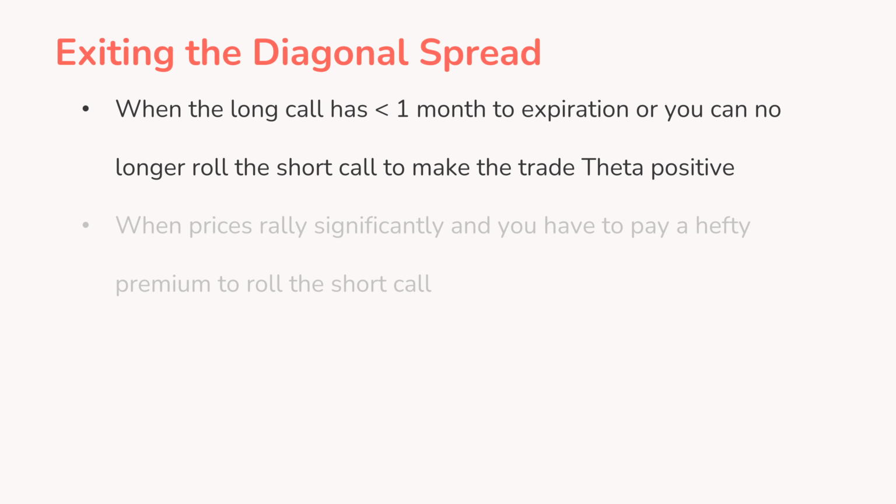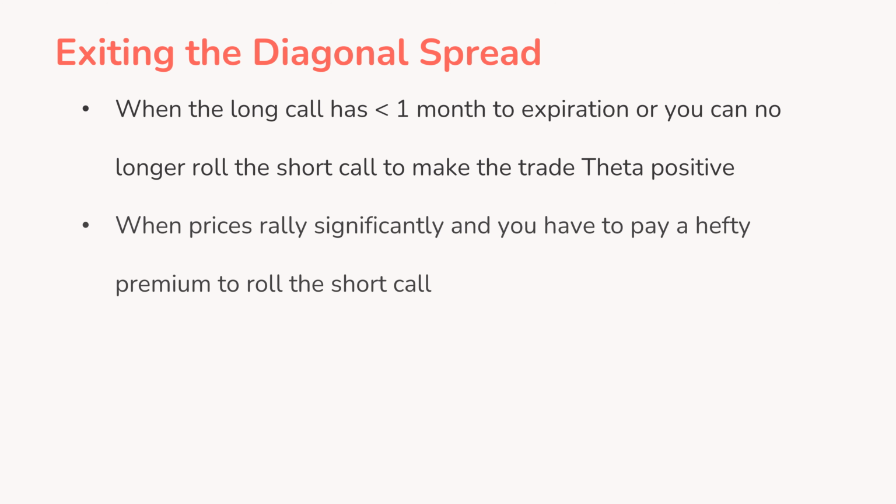Moving on to the second scenario where you exit the diagonal spread, that's when prices rally significantly. This scenario is pretty similar to the one I mentioned earlier when I talked about repairing the diagonal spread. When prices rally significantly, and you choose to continue to stay in the diagonal spread, you can repair the trade by either rolling the short call, or you can close the short call and just keep the long call portion of the diagonal spread and continue to participate in the upside.